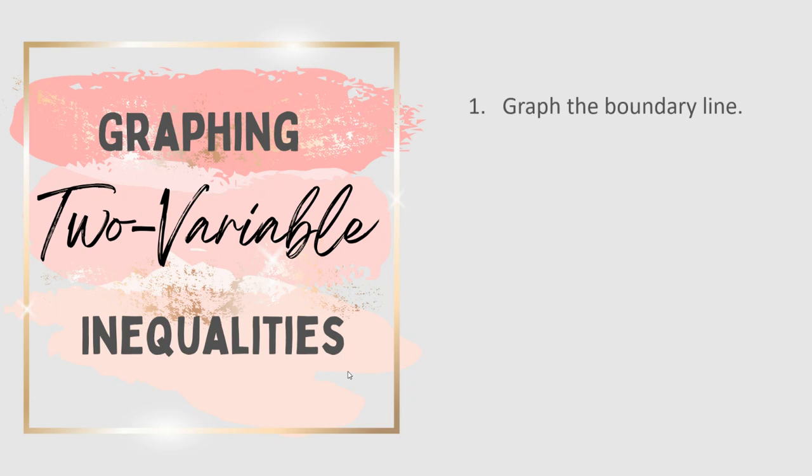The first thing we want to look at is graphing the boundary line. This boundary line is something we're used to graphing. We're not used to calling it that. We only call it that when we're dealing with inequalities, okay? So the boundary line is essentially what we're going to graph. This is lines like we're used to seeing in slope-intercept form, for example.